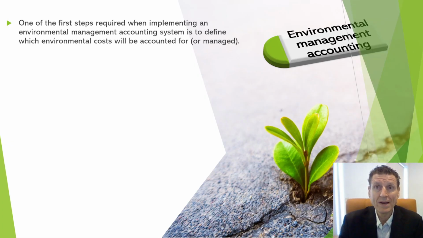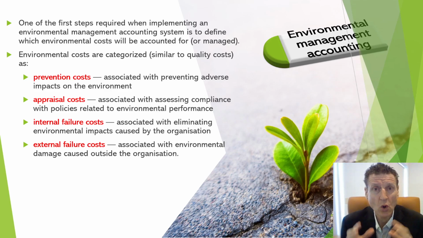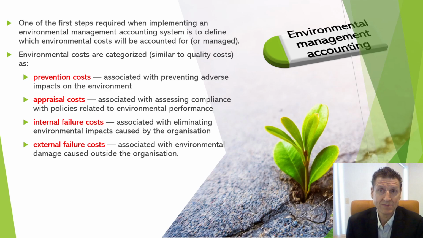So, one of the first steps required when implementing an environmental management accounting system is to define which environmental costs will be accounted for. So, we could actually organize or categorize environmental costs in terms of prevention, appraisal, internal failure, and external failure. Now, we've seen this categorization before when it comes to quality management, quality control in the factory, where we look at prevention of quality problems. We look at inspection of quality.